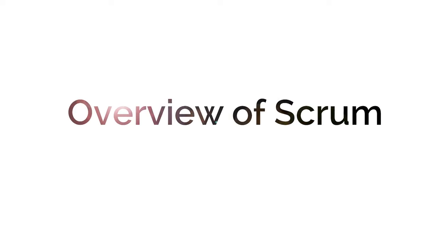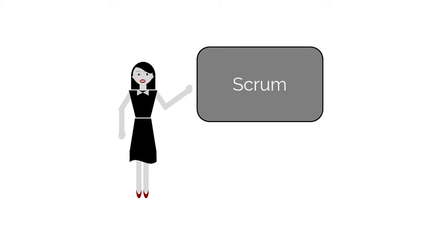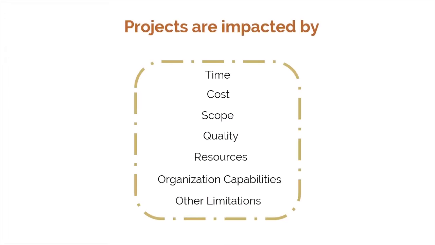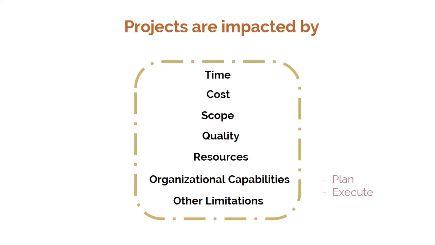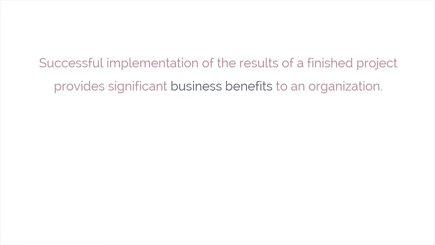So isn't it necessary that we know a little more about Scrum? Let's take a look. A Scrum project involves a collaborative effort to create a new product, service, or other result as defined in the project vision statement. All projects are impacted by constraints of time, cost, scope, quality, resources, organizational capabilities, and other limitations that make them difficult to plan, execute, manage, and ultimately succeed. However, successful implementation of the results of a finished project provides significant business benefits to an organization.